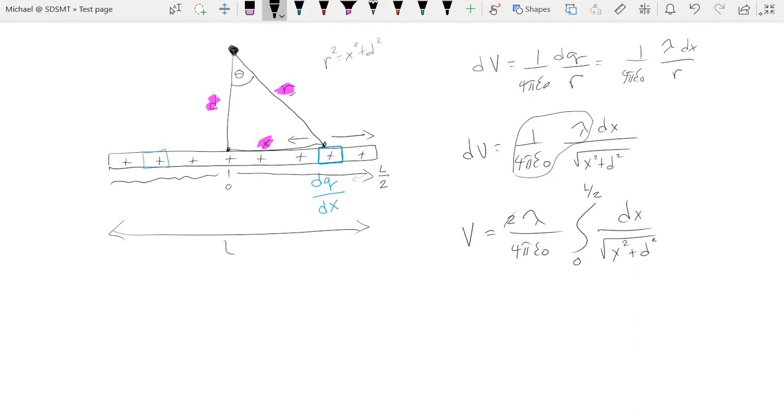That means that the 2 and the 4 are going to reduce. We get lambda over 2 pi epsilon naught, the integral from 0 to L over 2 of dx over root x squared plus d squared.